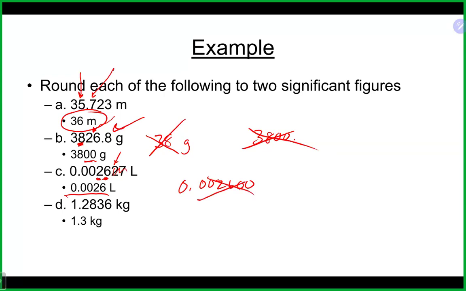So again, we do want to watch out on those. Sometimes we don't want to leave the zeros, and sometimes we do need to add the zeros, just to maintain the right number. Here, if we take a look, we got to the 2, going to look at the 8, we're going to round up, and that's going to get us a 1.3 kilograms. Any questions on any of that there?